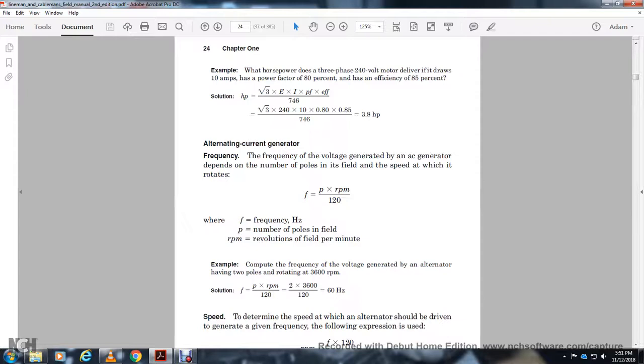Example: alternating current generator frequency. The voltage generated by an AC generator depends on the number of poles of the field and the speed at which they rotate. The frequency is equal to the number of poles times the revolutions per minute, over 120. With revolutions per minute given, compute the frequency of the voltage of the generator: an alternator with two poles rotating at 360 RPM.